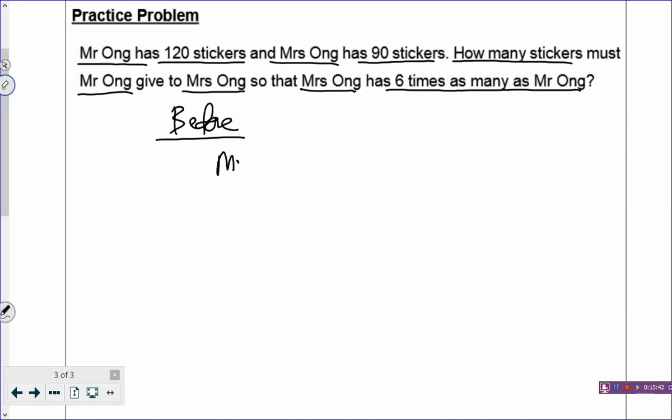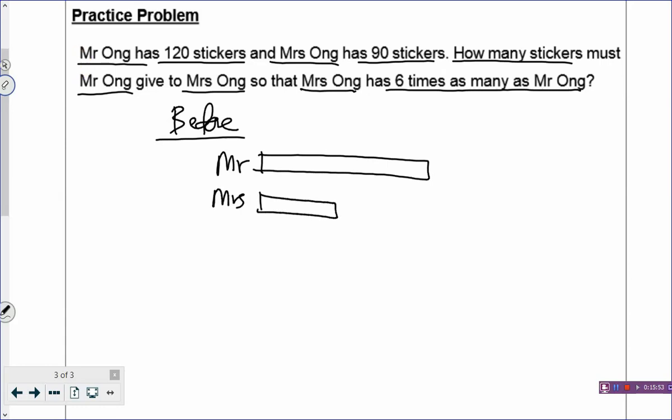So Mr. Ong has 120 stickers. Draw a rectangle for him, and Mrs. Ong has less, 90 stickers. So draw a shorter rectangle for her, and you put down 120 and you put down 90. Alright, comparison model. Alright, how many stickers must Mr. Ong give to Mrs. Ong?